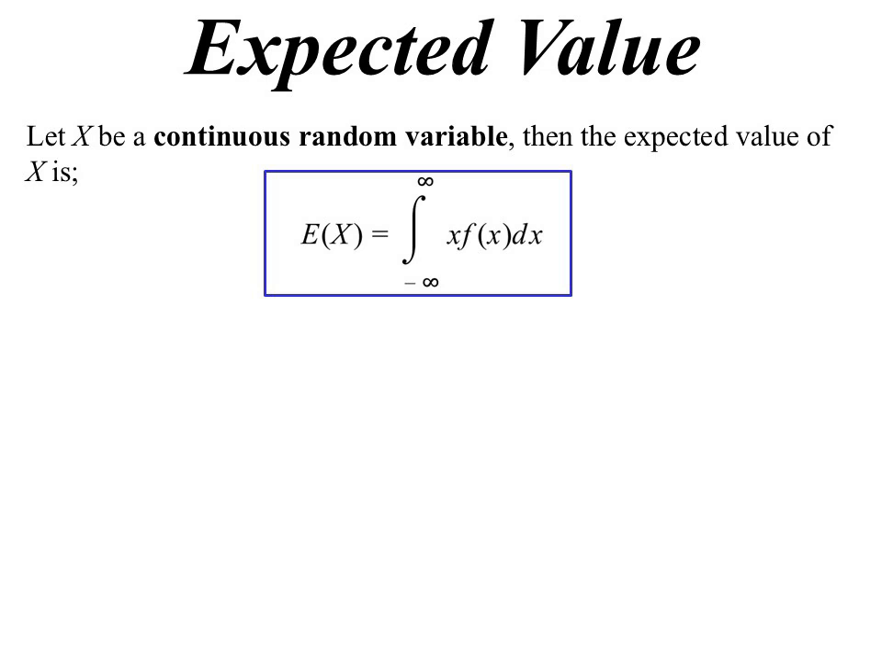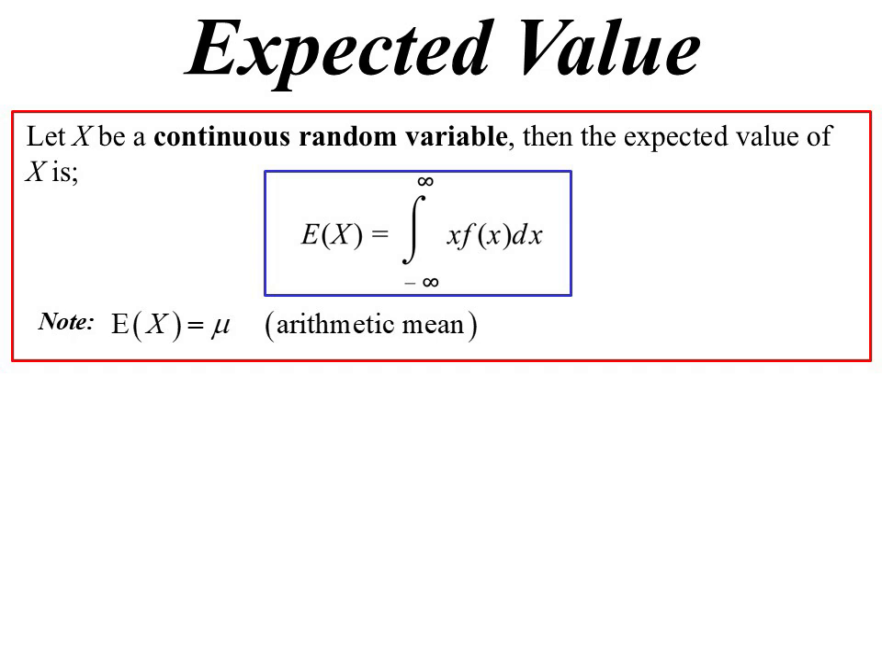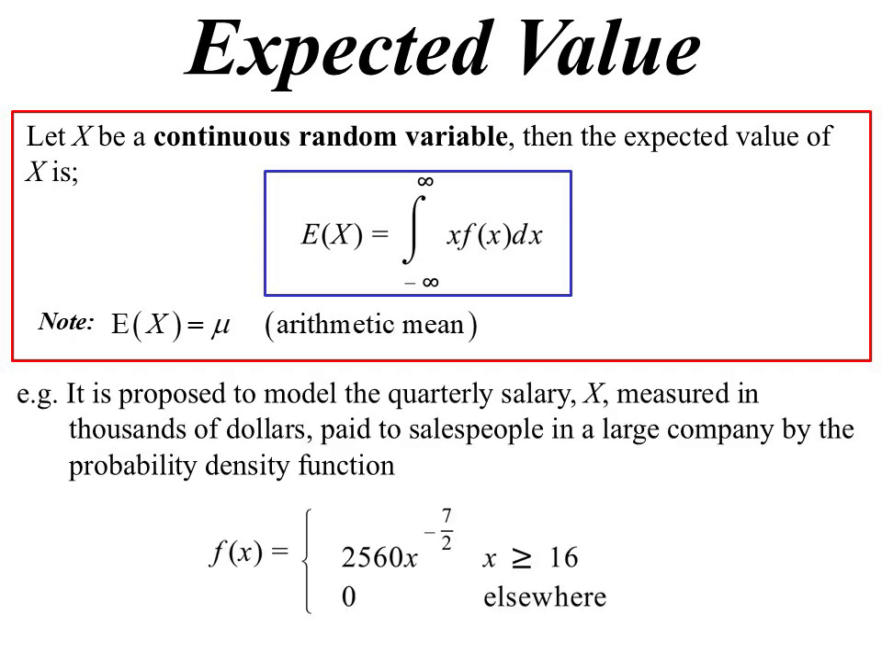It's now the integral from minus infinity to infinity of x times the probability of x, but that is now our probability function f(x) there. And a reminder that expected value is the same as the mean of the data. So we're going to model quarterly salary, measured in thousands of dollars, paid to salespeople by this probability density function. We're going to look at the median and the mean and then just give a description of the distribution.